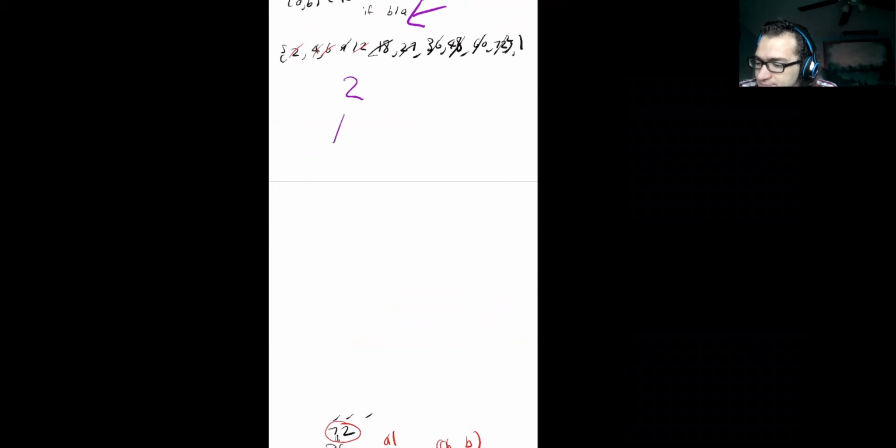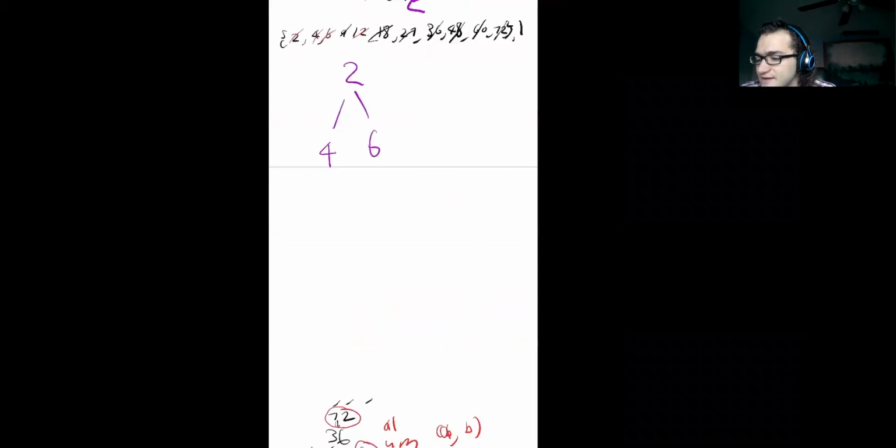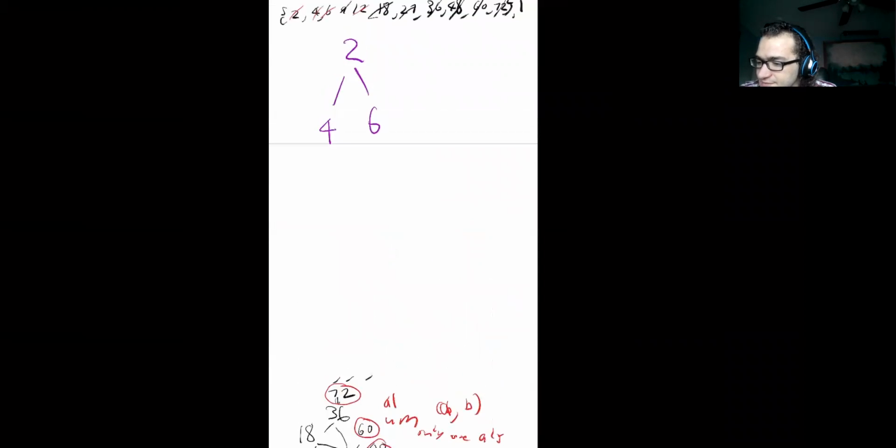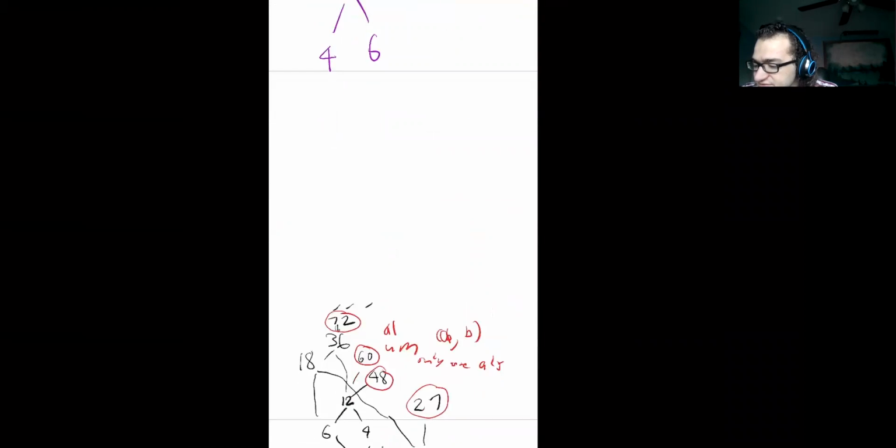2, or 4 is divisible by 2, and so 4 relates to 2, and 6 is divisible by 2, and so 6 relates to 2. And I would draw this whole thing in reverse if I switch it around.